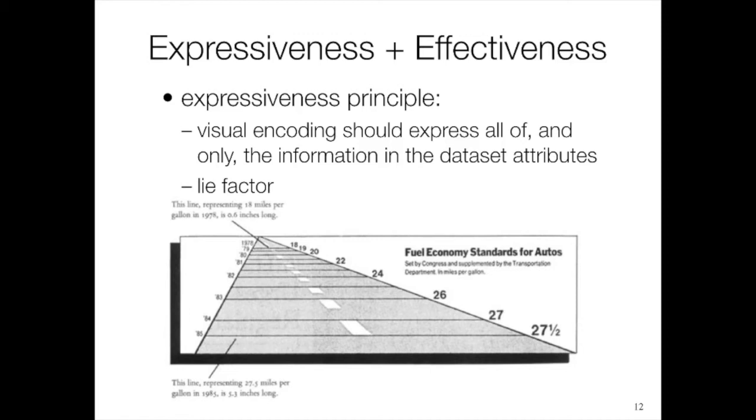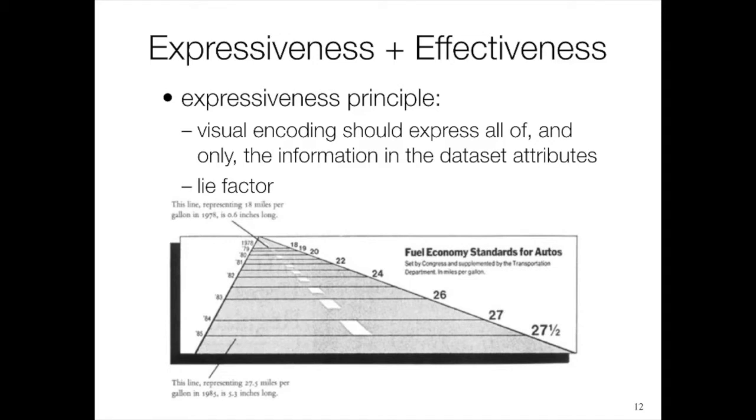And finally, I want to show you some examples of expressiveness and effectiveness. The expressiveness principle states visual encoding should express all of and only the information in the dataset attributes. So you must not add information that does not exist. And another thing for expressiveness is also the lie factor. And for this, I have an example here.